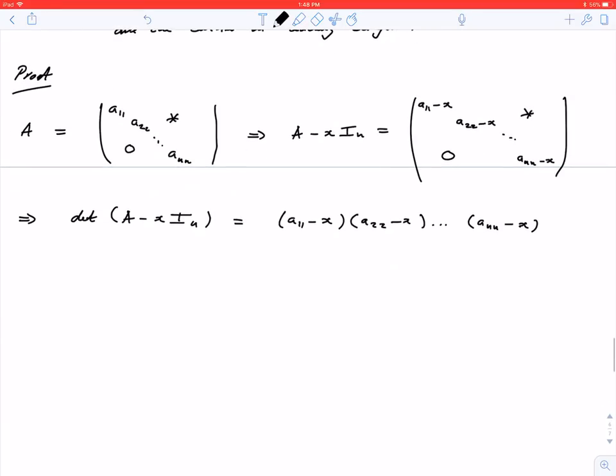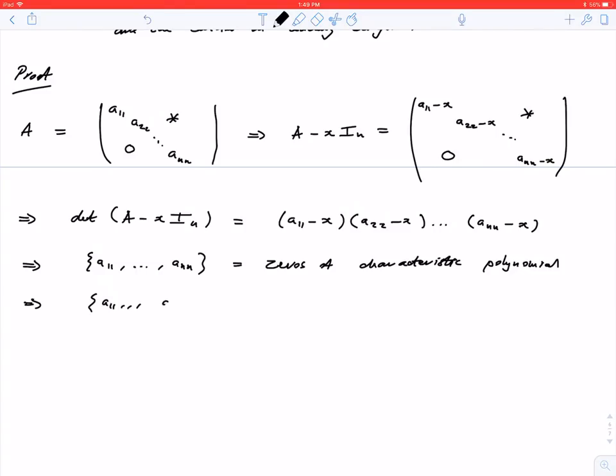So what are the zeros of this? Well, it's precisely the diagonal entries. This implies the set A11, dot, dot, dot, ANN are the zeros of the characteristic polynomial. And that, of course, implies now, by all of our hard work, that these are the eigenvalues of A. Proof.